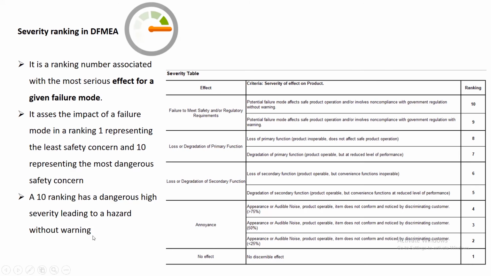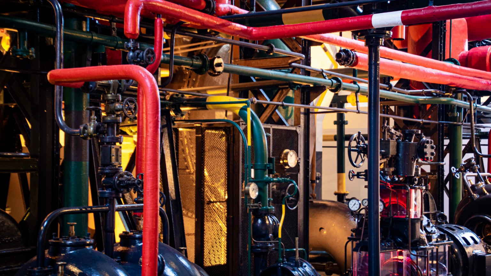Now moving to rankings 9 and 10, which call for safety and regulatory requirements. This is the highest ranking, which is dangerous to the customer, where even safety is compromised. Such a failure mode has to be ranked high and strict actions have to be taken. For example, if you are designing a product in the oil and gas field, say a valve, it is important that a sparking action in your product is contained in such a way that it does not cause any safety issue or loss of life.